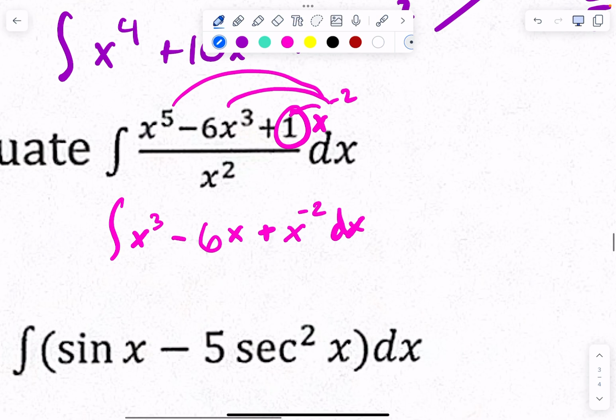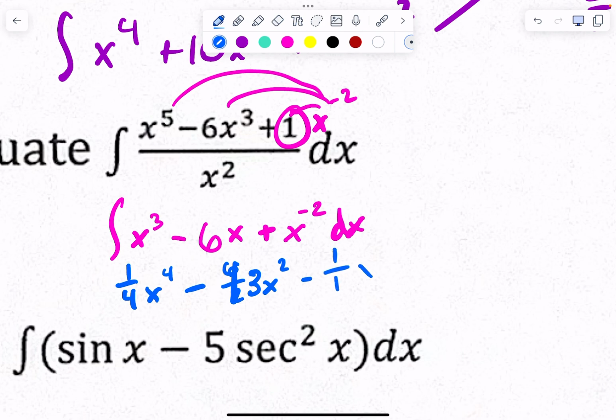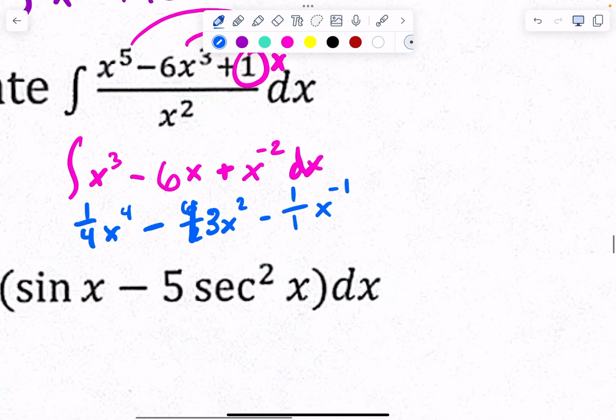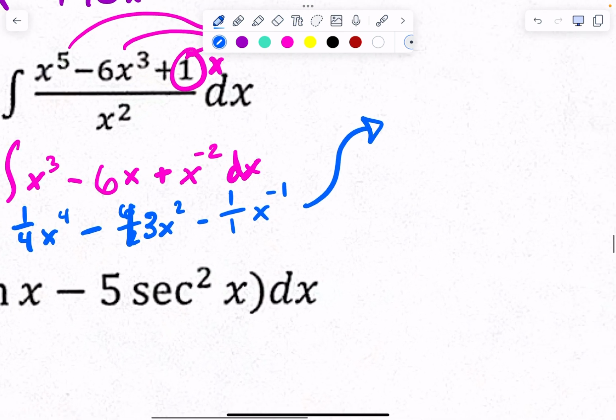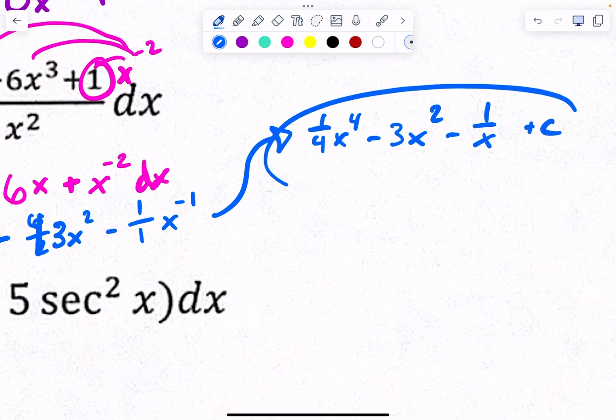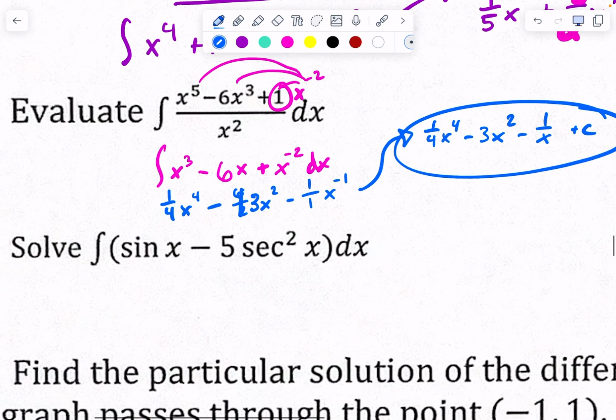Okay, I think I did that right. 1 fourth x to the fourth minus 6 over 2, which is 3x squared, minus 1 over 1 x to the negative 1. So that's just negative 1. So it's 1 fourth x to the fourth minus 3x squared minus 1 over x plus c. Yep. Beautiful. Negative 1 plus 1. Hey, that is what I have. So negative x. Okay.